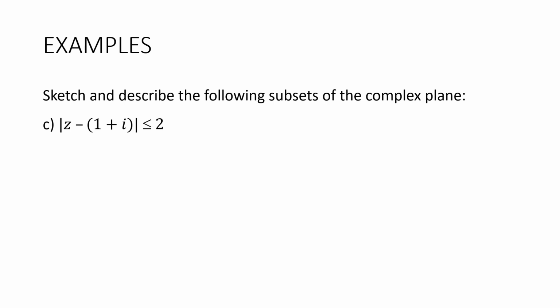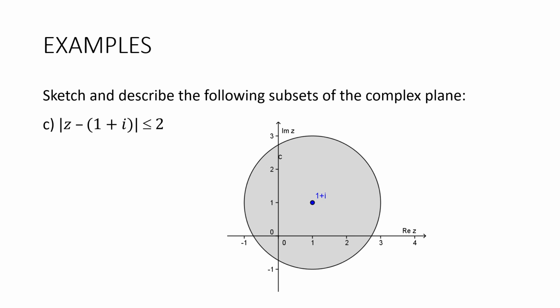This one is not centered at the origin. The center is 1 plus i, so this means the distance that z is from the point 1 plus i is always going to be less than or equal to 2. So again, it's a region inside a circle. This time it has a solid circumference because we have an equality sign, and the radius is 2.